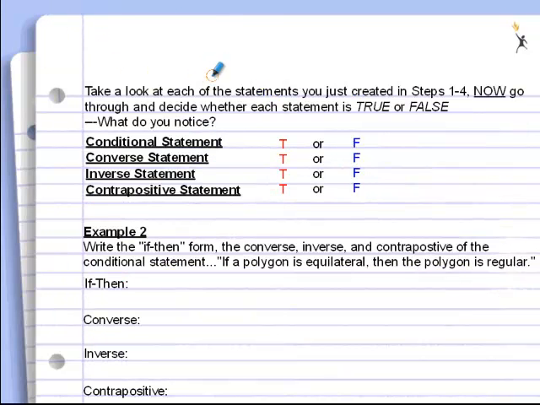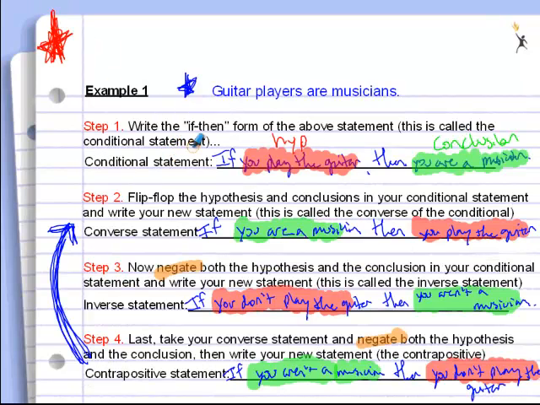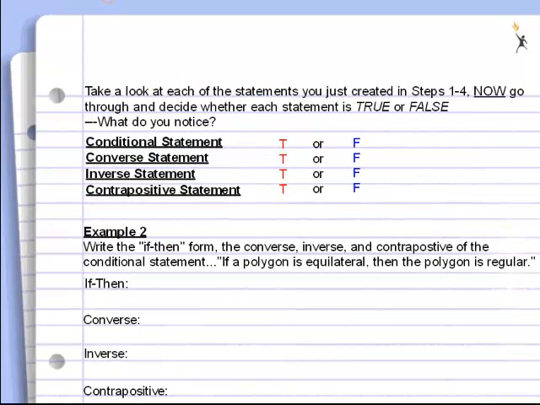Take a look at each of the statements you just created in steps 1 through 4. Now go through and decide whether each statement is true or false. What do you notice? Well, let's go back. The conditional statement read, if you play the guitar, then you are a musician. And would you classify that as true or false? I would say that's true, because if you play the guitar, you can qualify yourself as a musician.